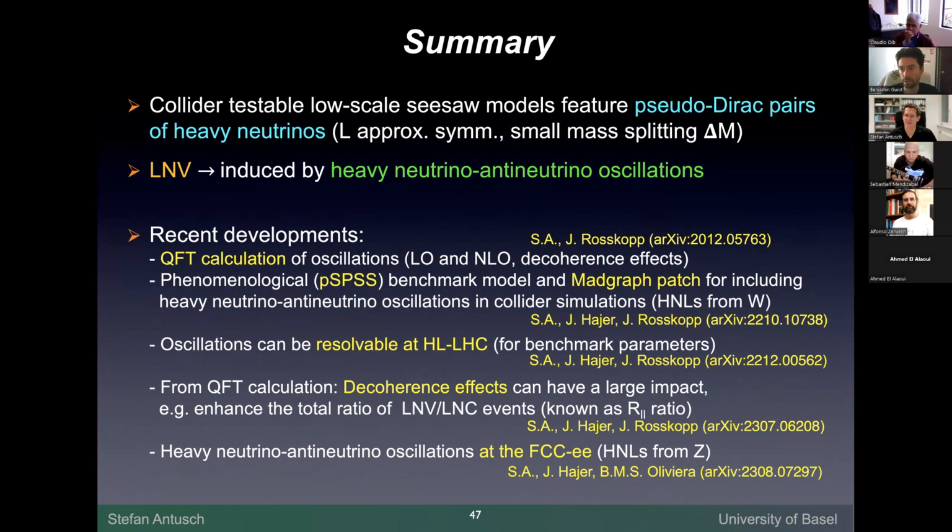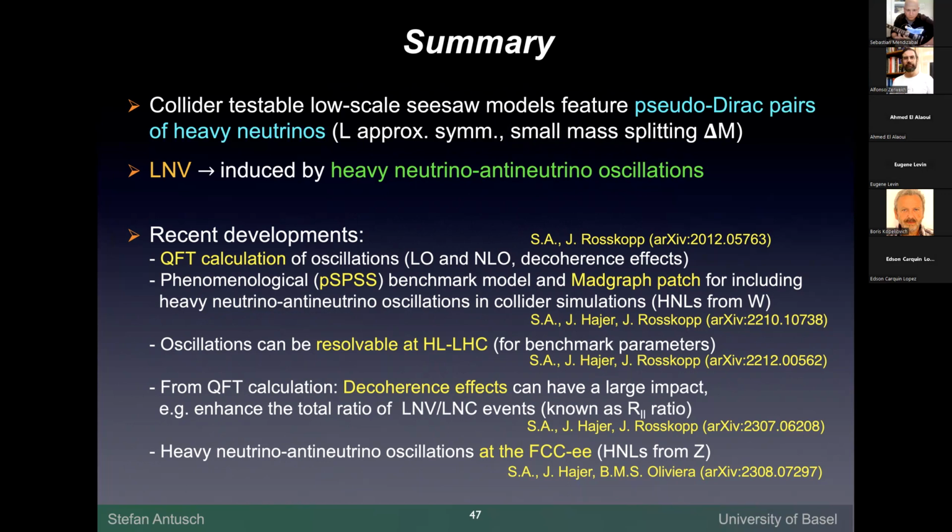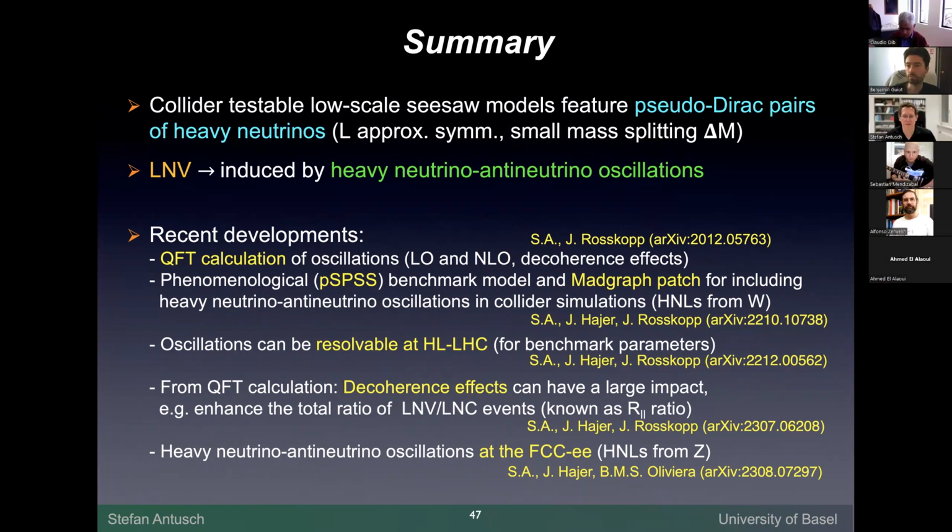Okay, Claudio. Yes, thanks, Stefan. That was a very nice talk. I had some confusion in the beginning, but when you talk about these neutrino-antineutrino oscillations, you're talking about the heavy neutrinos, right? And this occurs because they are not exactly Majorana. They are kind of in the limit of being Majorana or Dirac. That's the idea, right? Yeah, they're very close to the Dirac case. They have a pretty small mass splitting. Exactly, not exactly degenerate, yes.